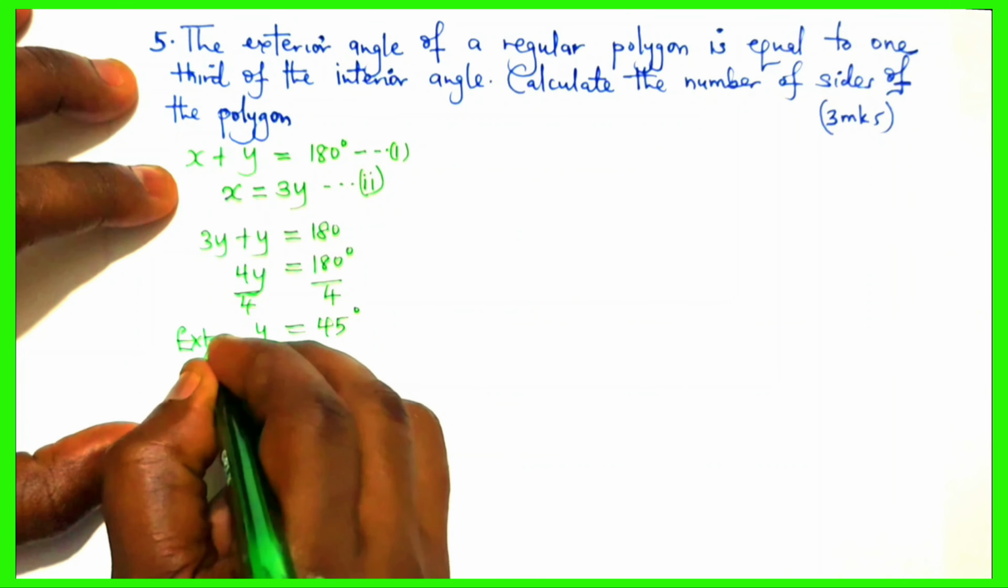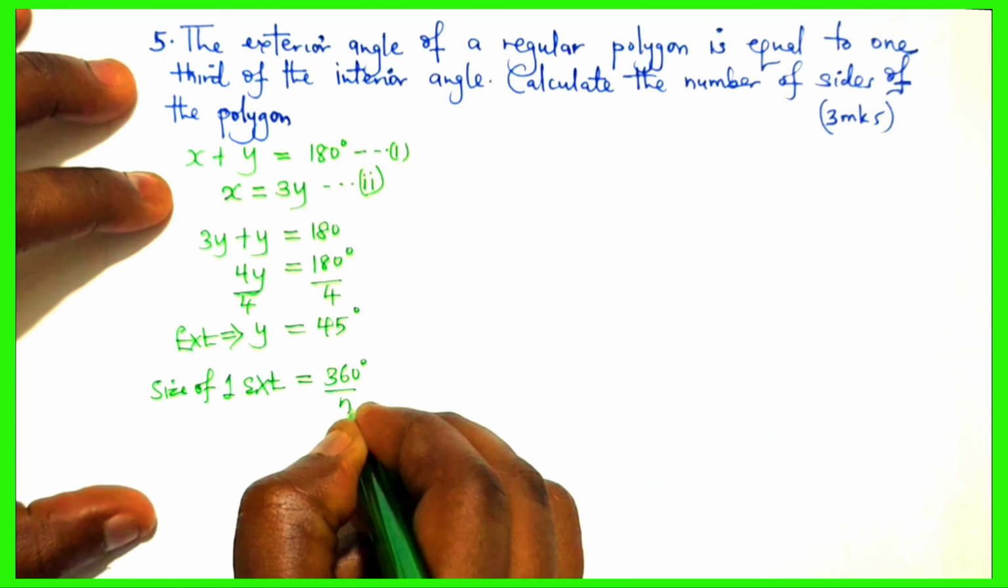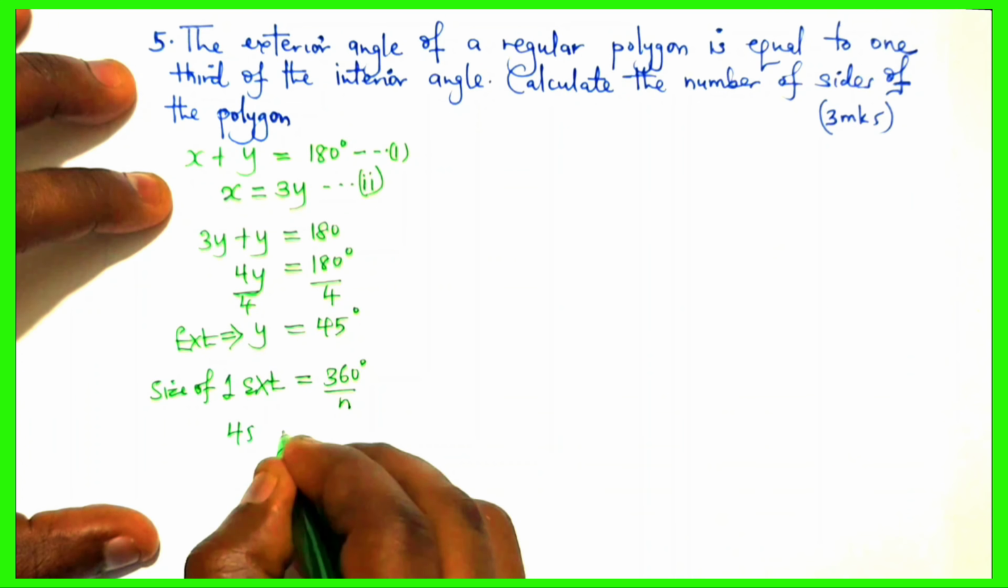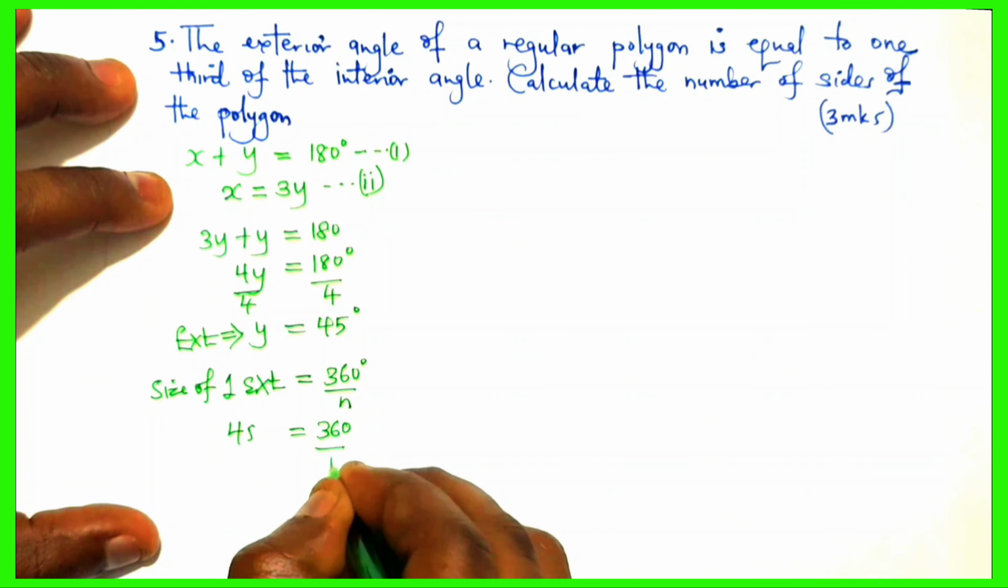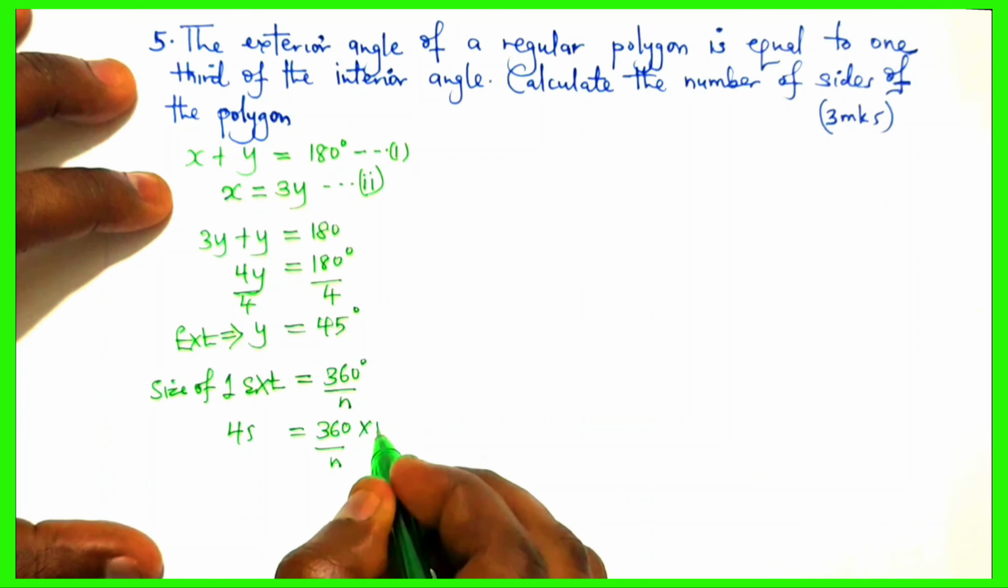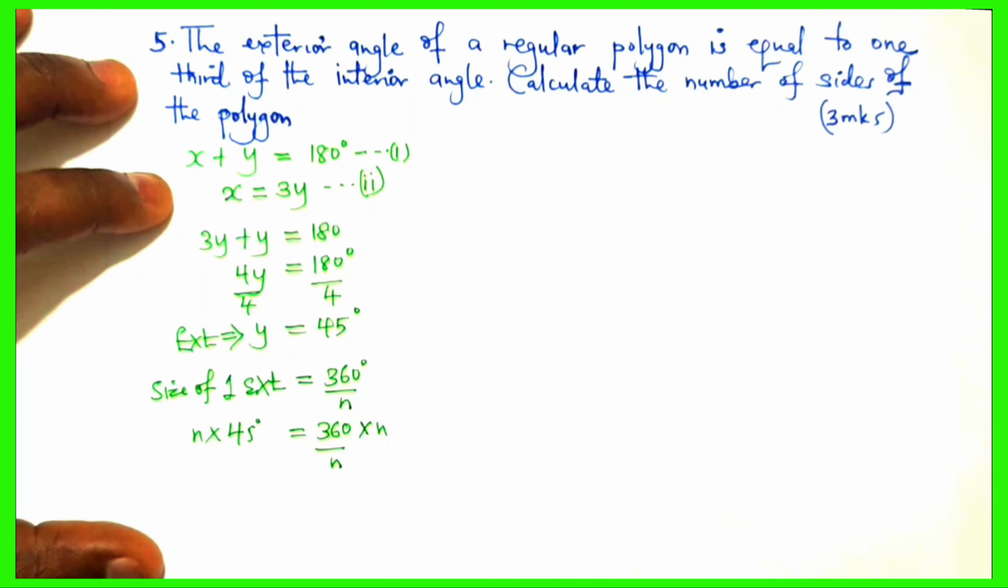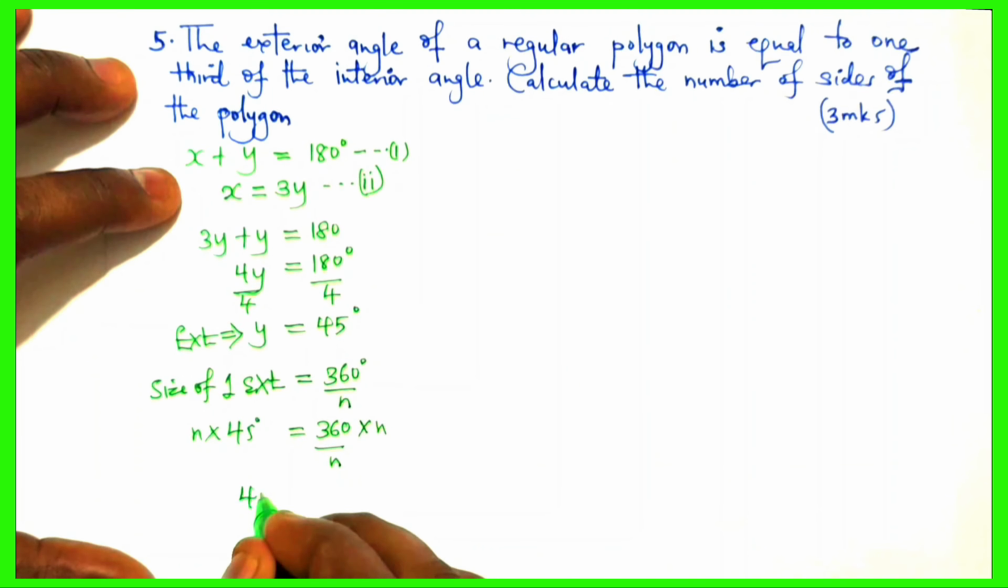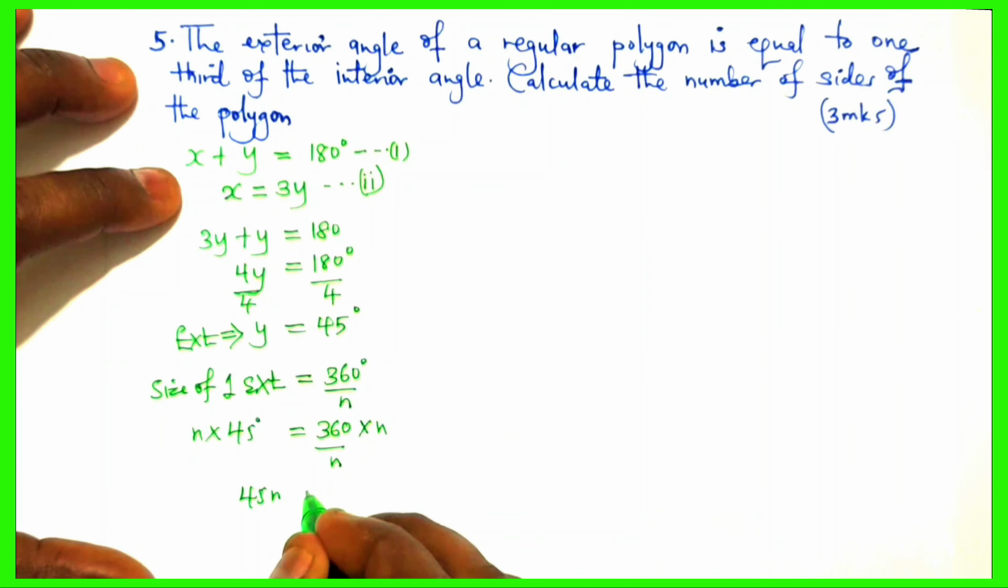Now, to get the number of sides, we use the fifth law, where we say that the size of one exterior angle will be equal to 360 degrees over n. So 45 will be equal to 360 over n. And then we multiply by n on both sides to get rid of the denominator. We end up having 45n to be equal to 360 degrees. And therefore, when you divide both sides by 45, we are going to get the value of n to be equal to 8.